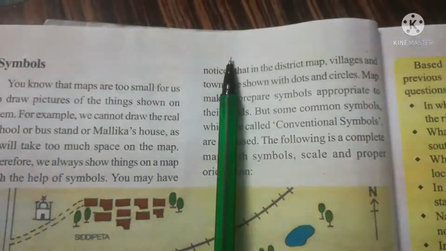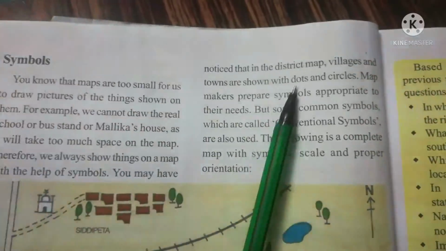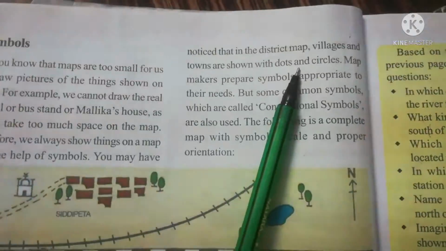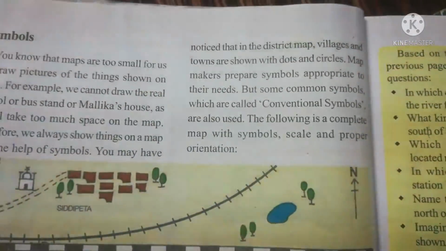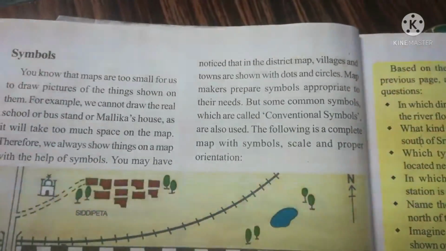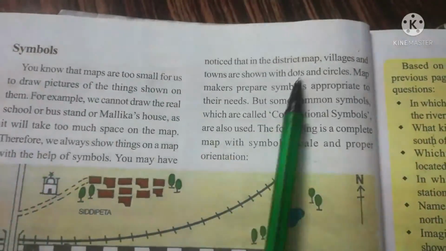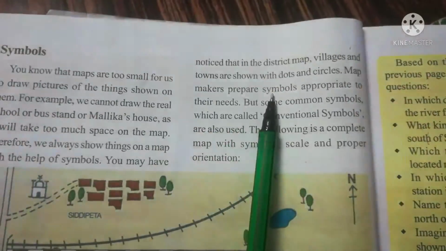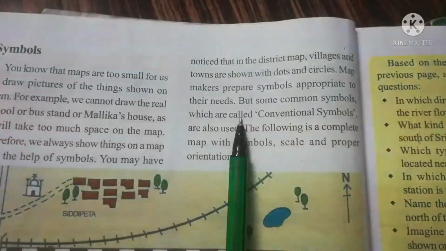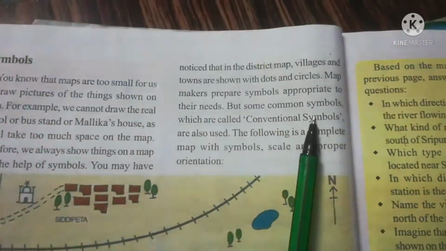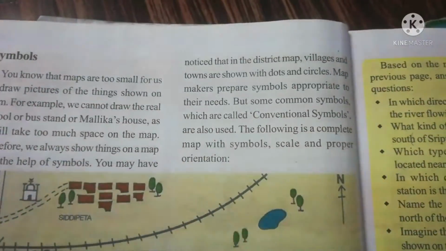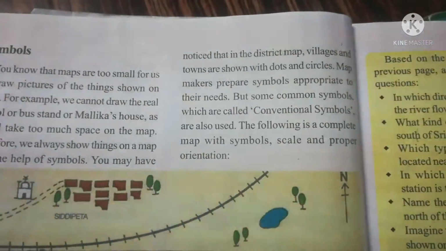You may have noticed that in a district map, villages and towns are shown with dots and circles. Yes, in a district map, we use small dots and circles to show the villages and towns. Map makers prepare symbols appropriate to their needs, but some common symbols are called conventional symbols. So students, when we use common symbols, they are called conventional symbols.